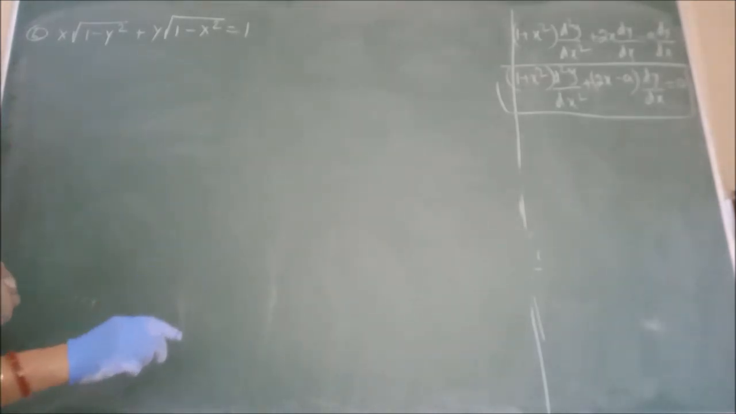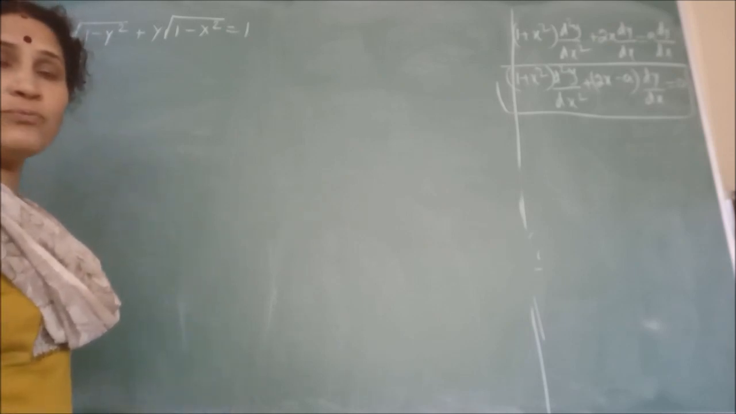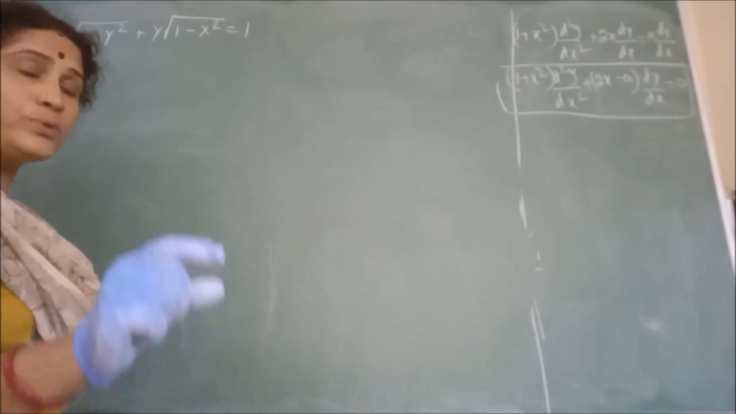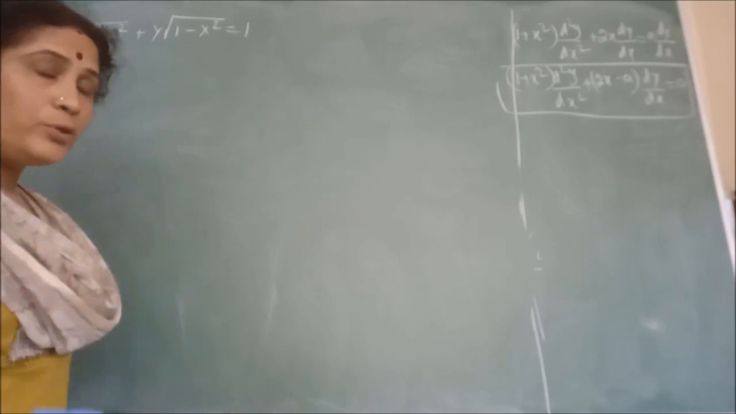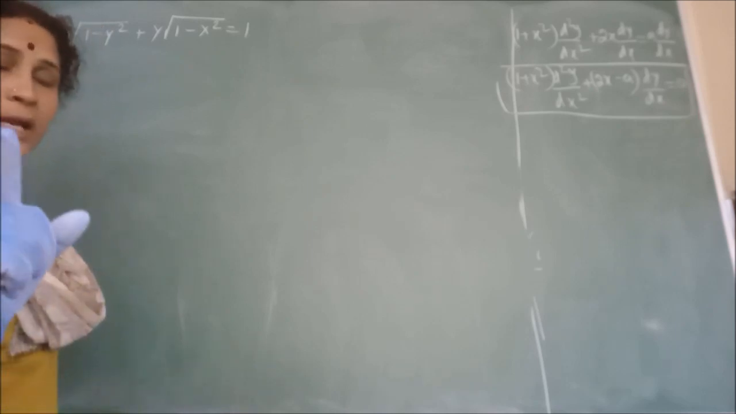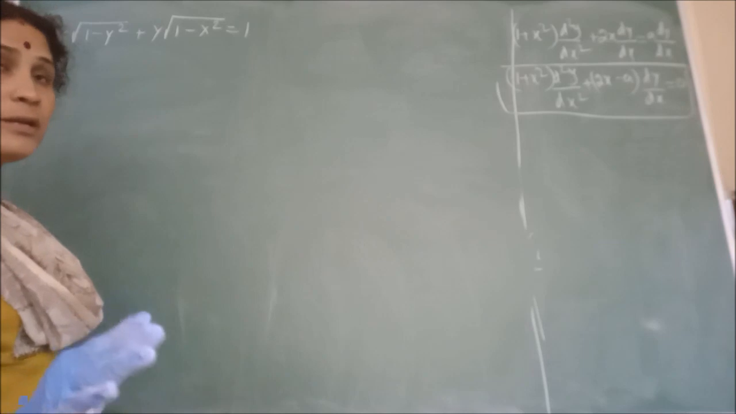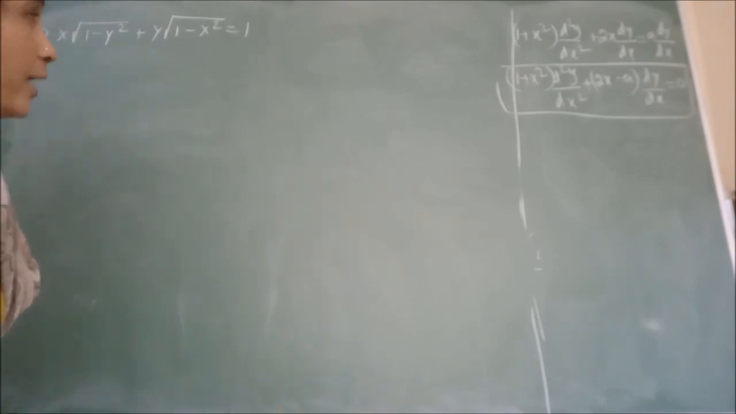Show that dy by dx equals minus under root of 1 minus y square upon under root of 1 minus x square. What I told you, you see the proof what you require. Under root of 1 minus x square, you will get when you differentiate sin inverse x or cos inverse x, then only you will get this result. Clear? So you need sin inverse, cos inverse here, then only you will get the final answer.